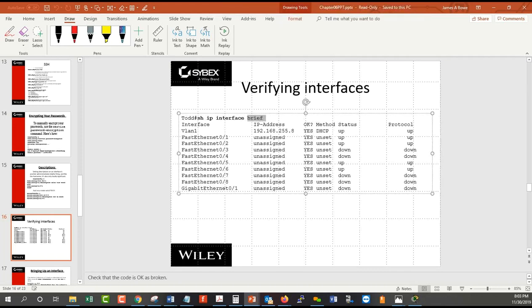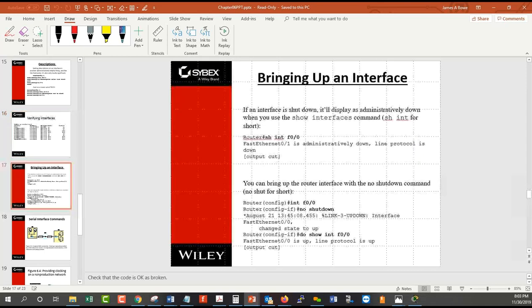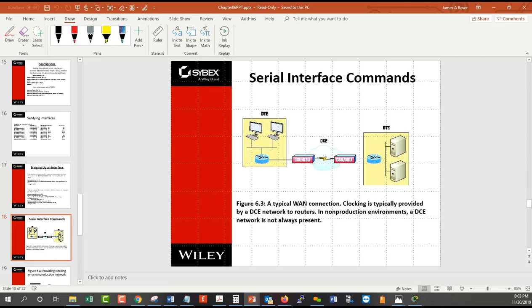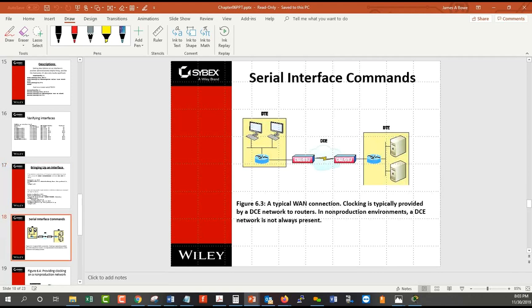Again, one of the commands that we can use to display the status of our interfaces, show IP interface brief, and it shows you whether or not the interface is up or down, and whether or not it has an IP address assigned to it. You know how to bring up an interface, specifying int F0/0 with a no shut. Okay. So you've been through that many times.